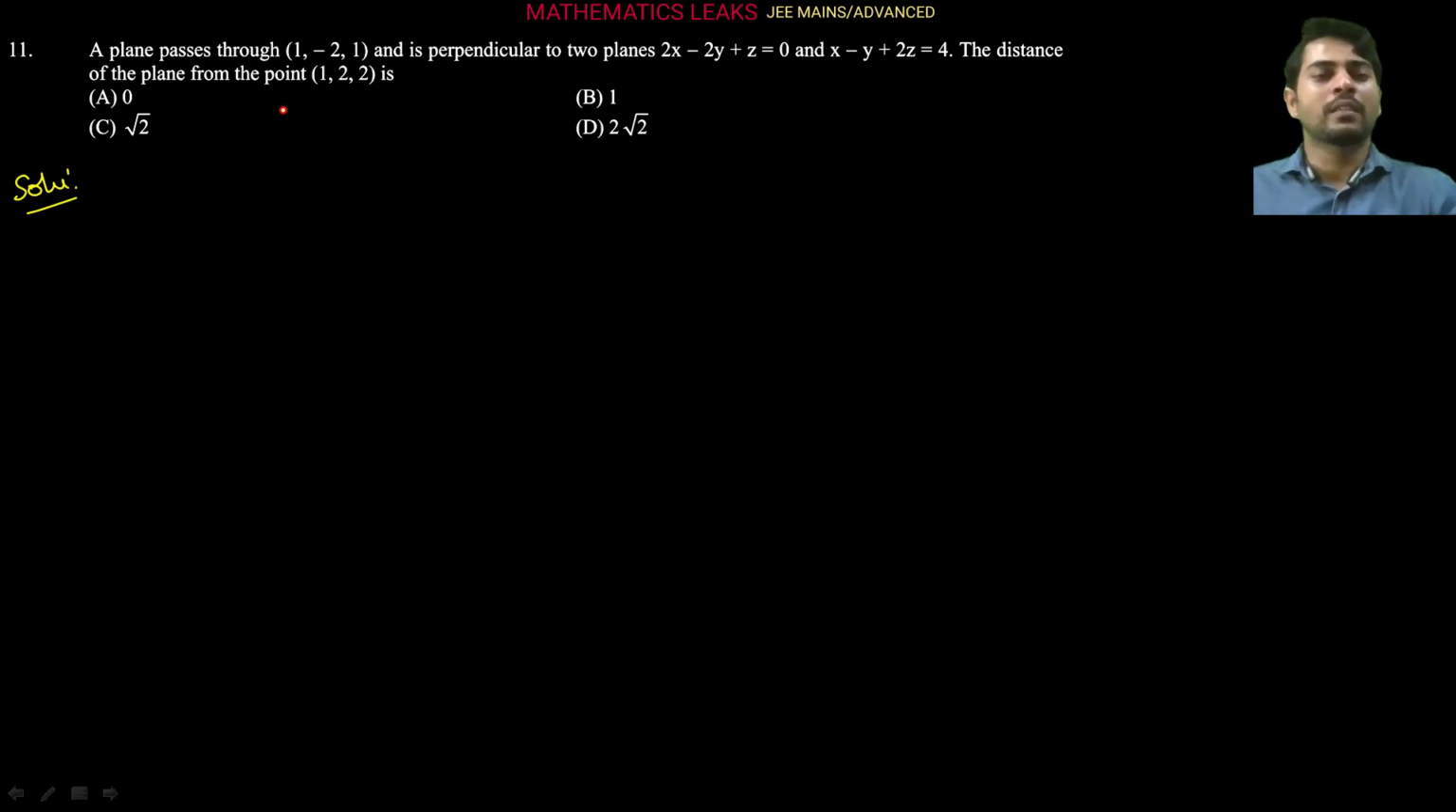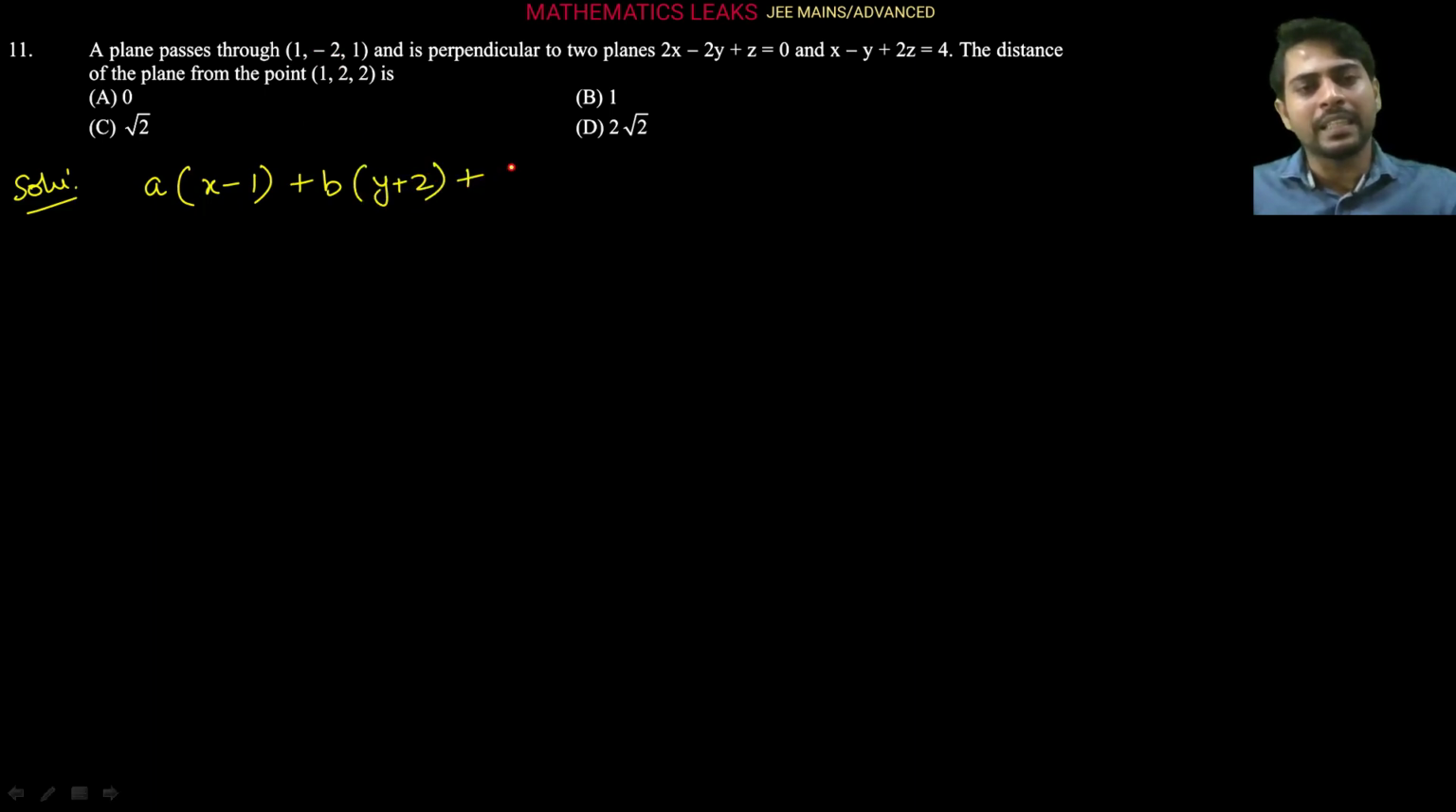Let's suppose the plane passing through the point (1, -2, 1) has its normal direction ratios A, B, C. So we can write the plane equation passing through this point, with direction ratios A, B, C of its normal, as A(x - 1) + B(y + 2) + C(z - 1) = 0.